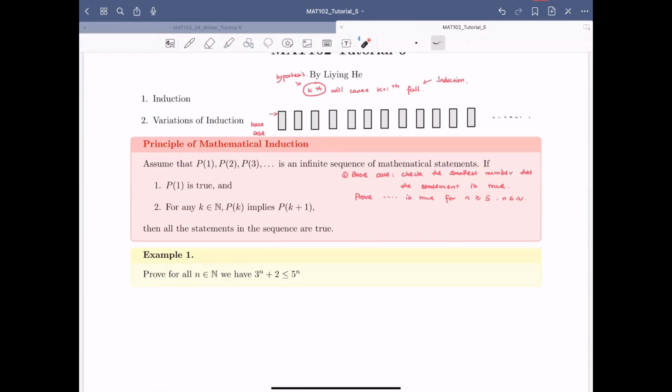Or if they say, prove that it works for all natural numbers, then you should think, what's the smallest natural number? 1. That means my base case is 1. So again, check the smallest number for which the statement is true. You look for what they are asking you to prove. That's the base case.